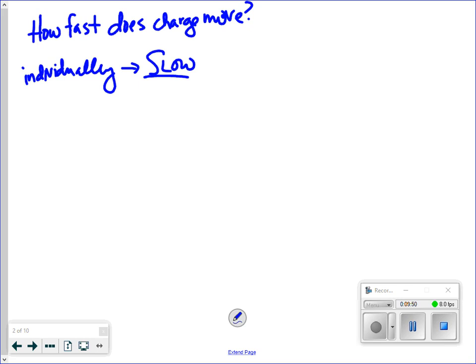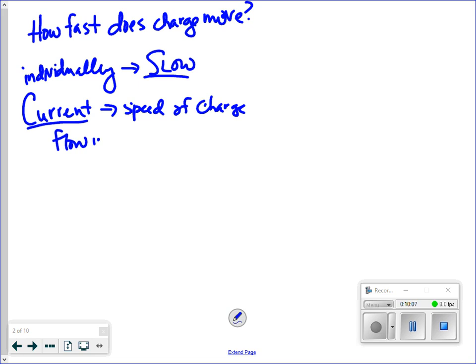The rate of charge flow is what we call the current. Okay, the current is the speed of charge flow in a circuit. And you know that term circuit, I've already tossed it around a couple times.